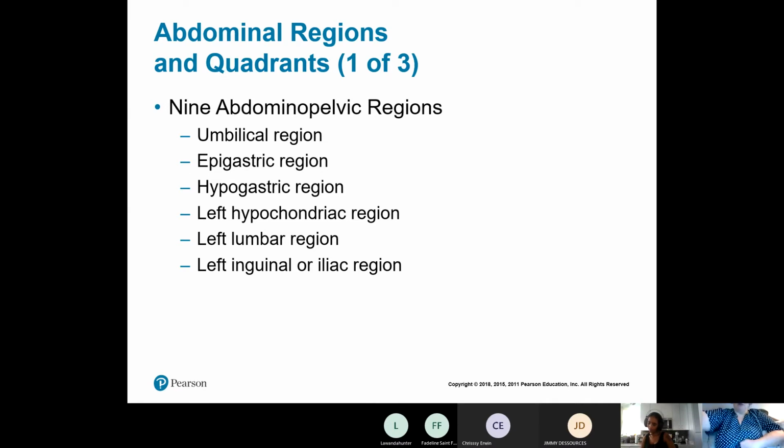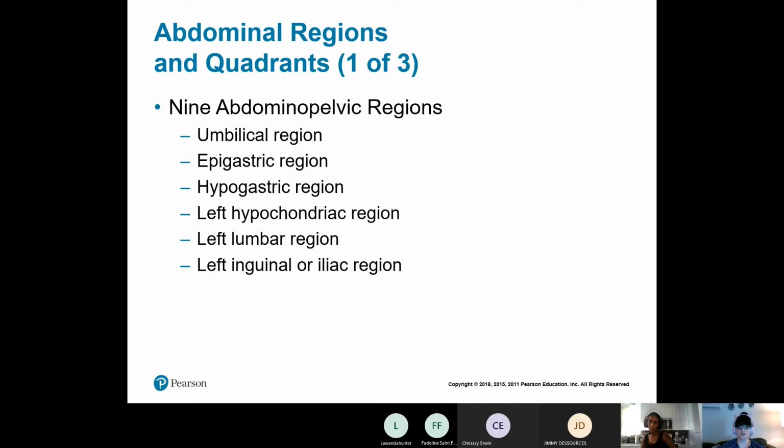So if I point my camera, it's like right here. It's under the breastbone, okay? So that would be your epigastric. Your hypogastric is the opposite. If you took your belly button and went down, right above the pubic bone is your hypogastric area, okay?